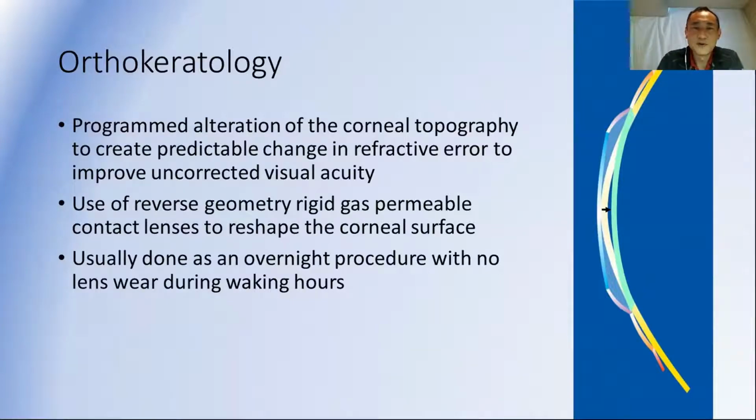Ortho-K has been around for a number of decades, actually. The concept started out with regular PMMA lenses and then went into gas permeable lenses. And then in the late 80s, early 90s, with the advent of reverse geometry types of lenses, we were able to do more controlled and predictable types of changes with the contacts. So today, it's a fairly good procedure, very predictable. And as an overnight procedure, it's become more popular as a corrective option for patients.